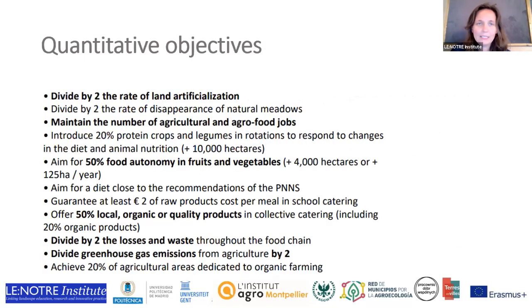local production. They also elaborated quantitative objectives, like, for example, divide by 2 the rate of land artificialization, maintain the number of agricultural and agro-food jobs, which is still very difficult today, and aim for 50% of food autonomy in fruits and vegetables, which for this territory asks for 4,000 hectares extra.